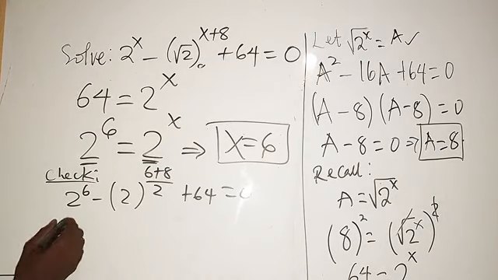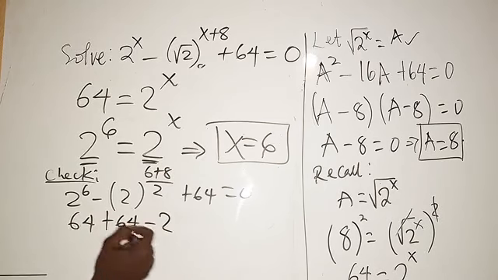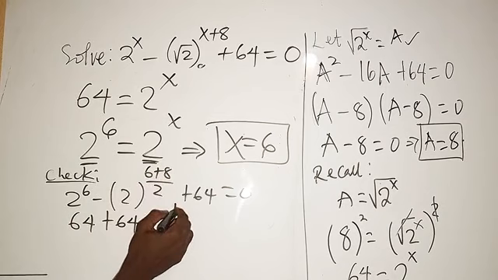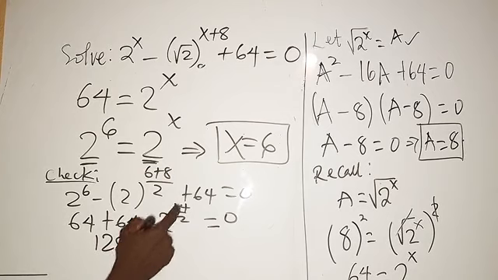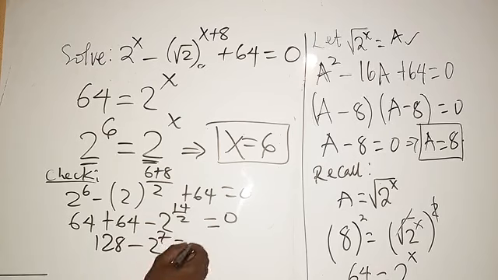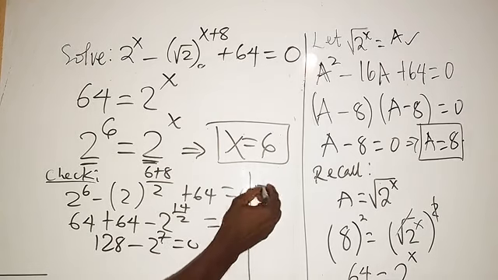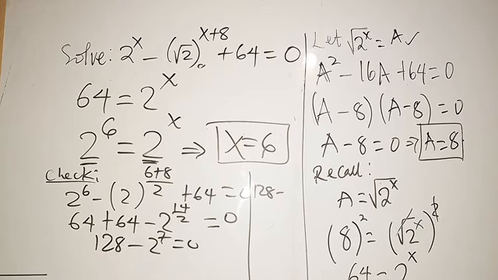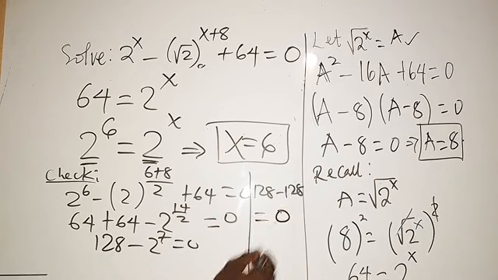So here 2 to power 6 is going to give us 64. Then add this one, 64 minus 2, this plus this, that's going to give us 14 over 2 equals 0. So we have 64 plus 64, that's going to give us 128, minus 2 raised to power 7 equals 0. And don't forget that 2 raised to power 7 is the same thing as 128. So when you have 128 minus 128, what will you have? You have 0.